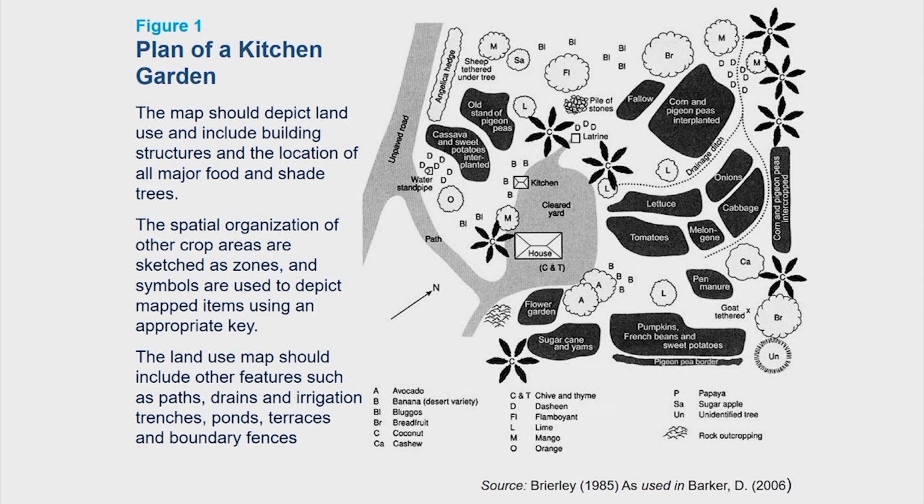This map depicts land use and includes building structures and the location of all major food and shade trees. Spatial organization of other crop areas is sketched as zones, and symbols are used to depict mapped items using an appropriate key. The land use map should include other features such as paths, drains and irrigation trenches, ponds, terraces and boundary fences. So, you have the legends here, the keys that help you explain the kitchen garden map.